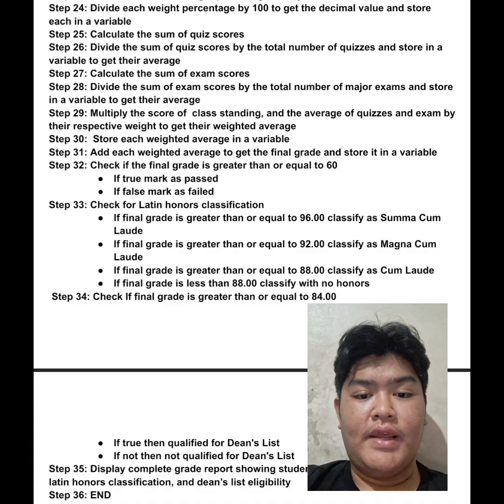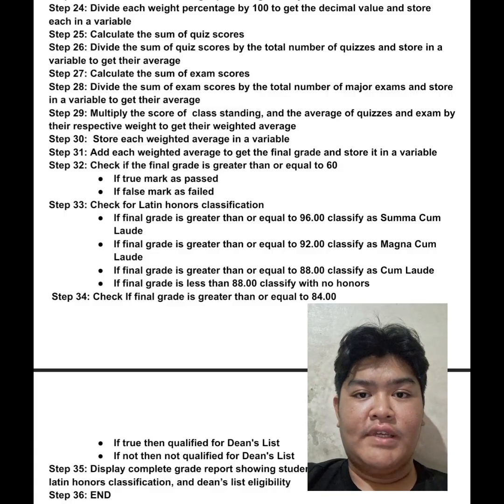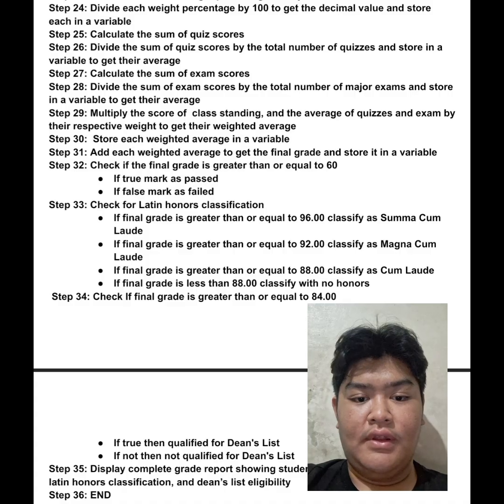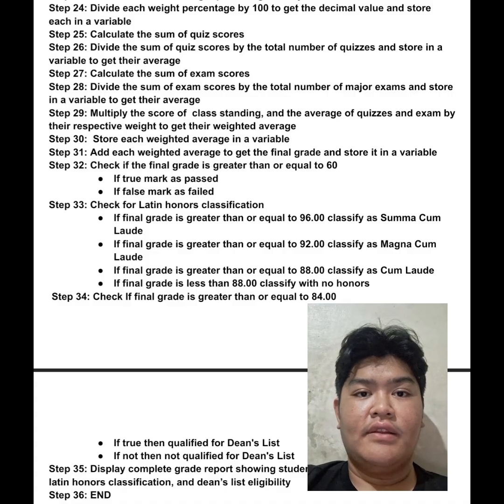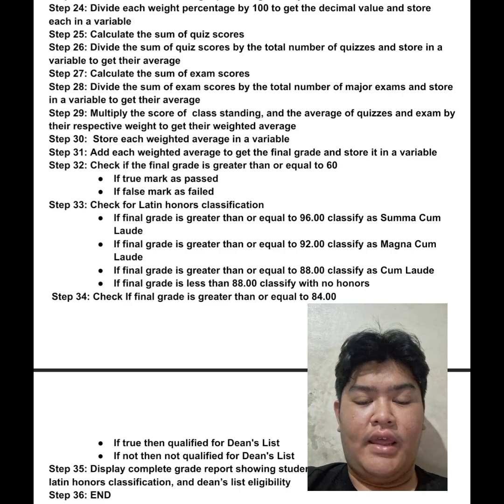Now, to get the weighted average, we multiplied the score of class standing, the average of quiz, and the average of exam by their respective weight, and we stored them in their own variable. After that, to get the final grade, we added each weighted average and stored it in a variable.